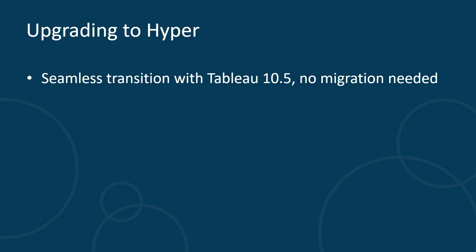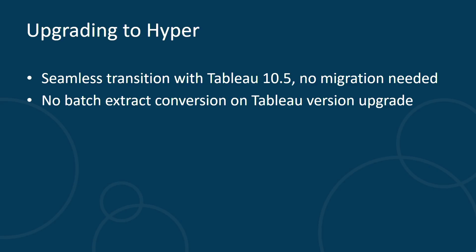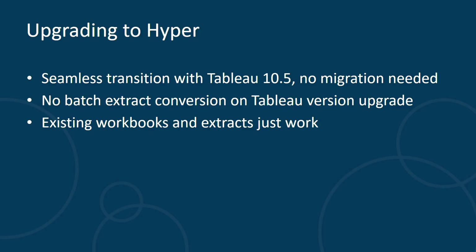So what's cool about Hyper, too, is it's pretty seamless to implement if you're upgrading from an older version of Tableau. It's pretty much an automatic thing. There are people doing testing of this kind of upgrade and validating it. So no migration really is needed, which is the cool thing for IT. When you upgrade to Tableau 10.5, you automatically get Hyper's benefits. They don't need to go and convert all the existing extracts or anything like that.